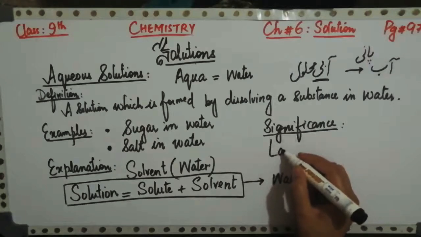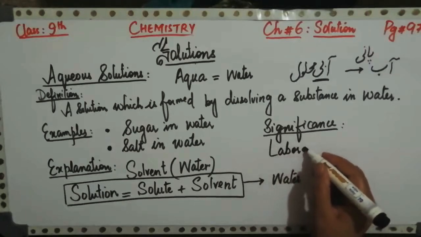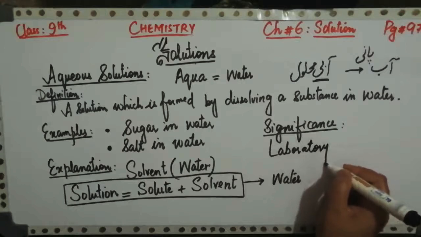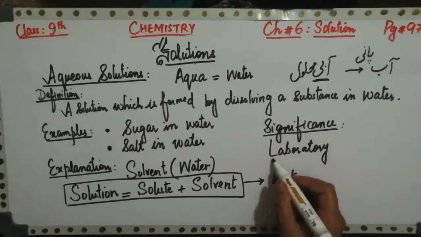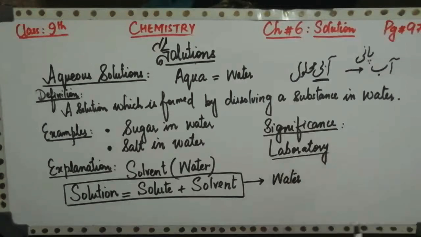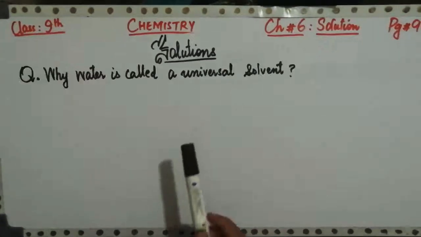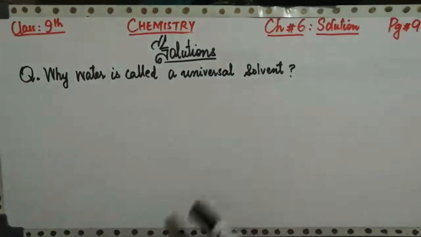So they are mainly used in the laboratory for many chemical purposes. So these types of solutions are used in laboratory for many purposes, or even for making different solutions. Now another question that comes in front of you is, what is called a universal solvent?